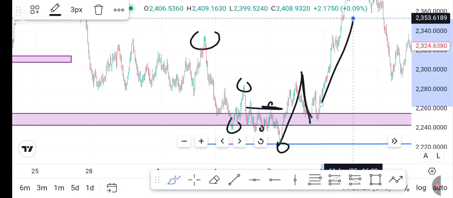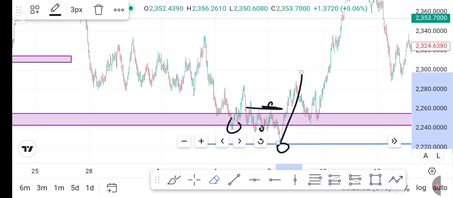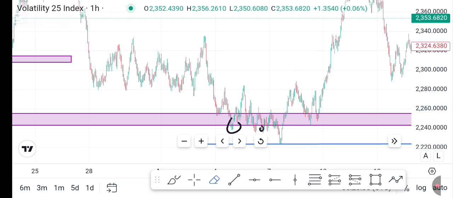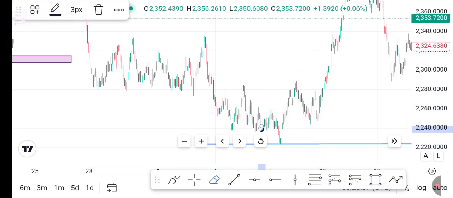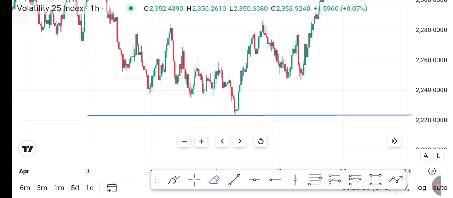Are you getting the point? So if we see that after seeing that happened, are you getting the point? So what we have to do is look for the patterns. I have removed our key level. So identifying that, we have to get our pattern.